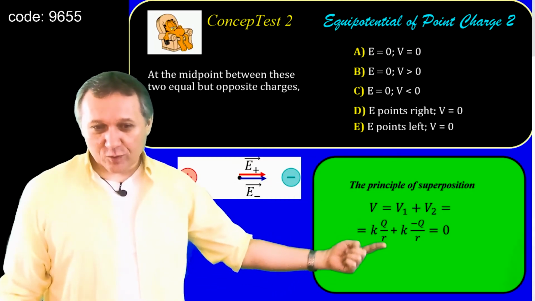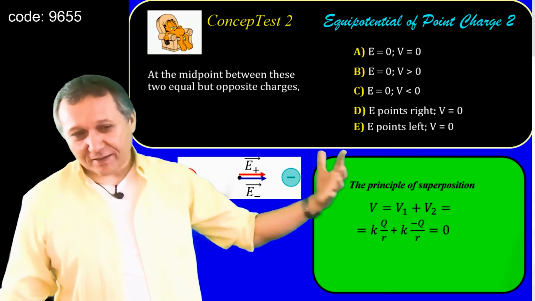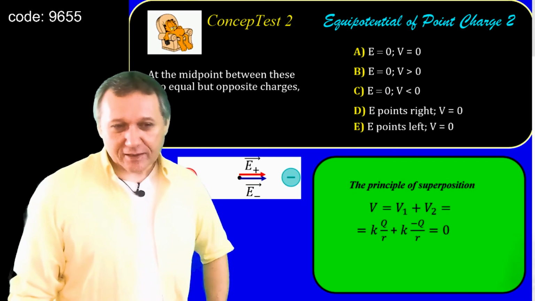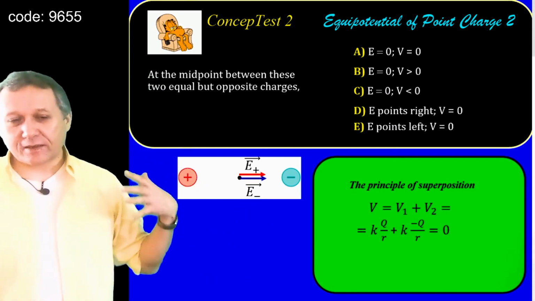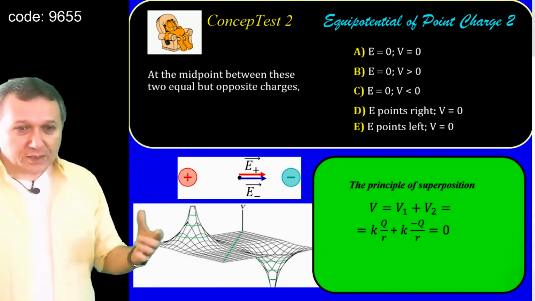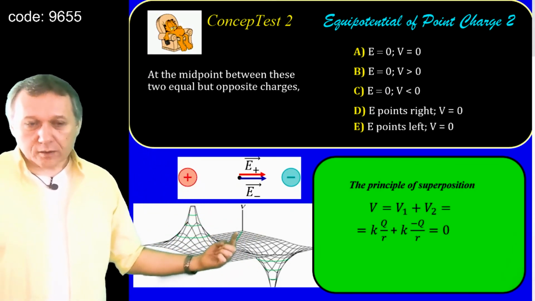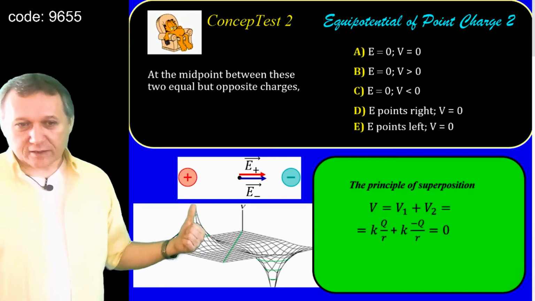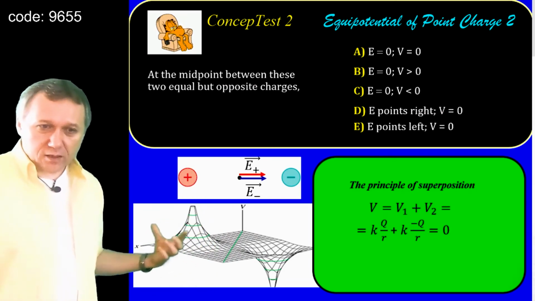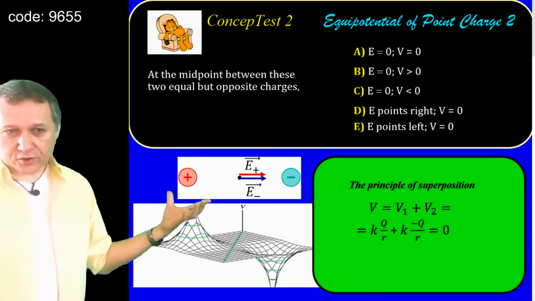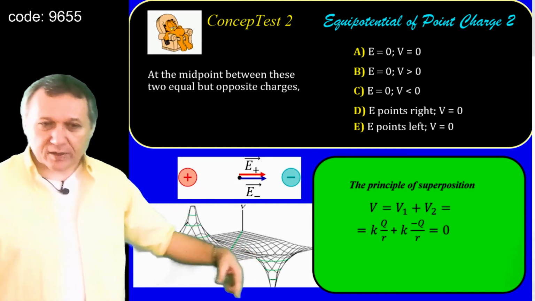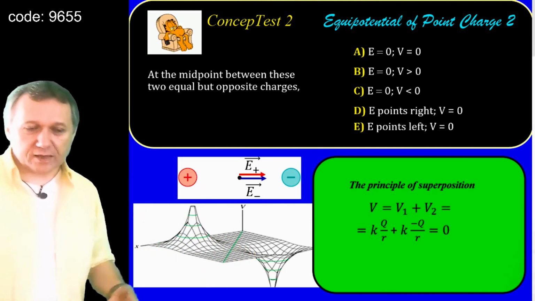So kQ over R, and the second, minus kQ over R. So of course, they will sum to zero, right? So the net electric field is not zero, but the net electric potential is zero. And if we look at the three-dimensional picture, as I told you, if the charge is positive, we have a positive spike, and potential around that charge is positive. But if we have a negative charge, we have a negative spike, and potential is negative everywhere around.